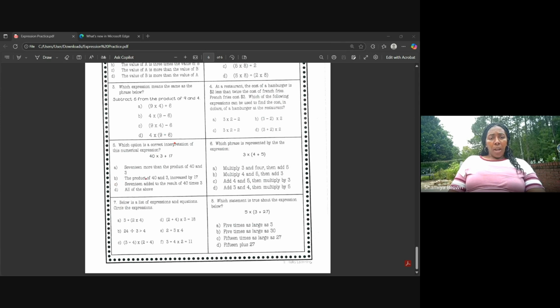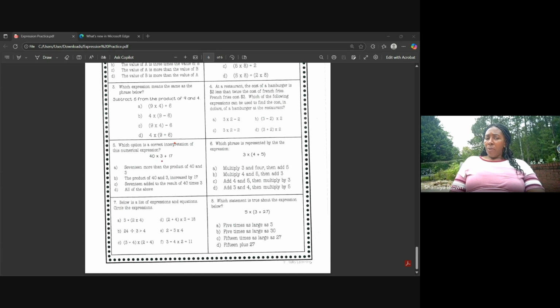B says the product of 40 and 3. So that's telling me to multiply 40 and 3, increased by 17. Hold on. The product of 40 and 3 increased by 17.